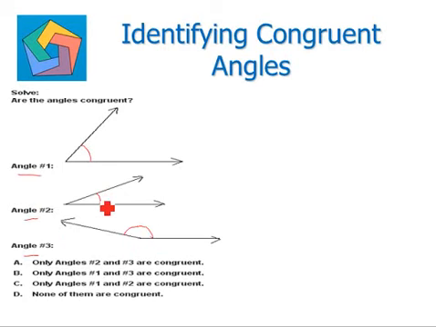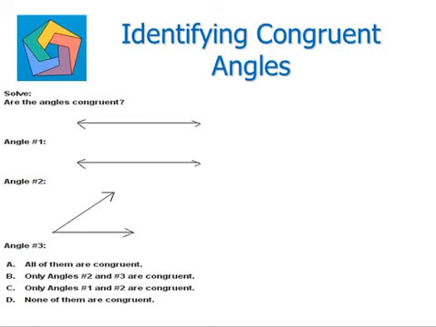So that means none of the three angles are equal or in this case congruent to each other. So we say neither angle 1 nor 2 nor 3 are congruent. So let's say option D, none of them are congruent is the correct answer. Let's look at the next question.